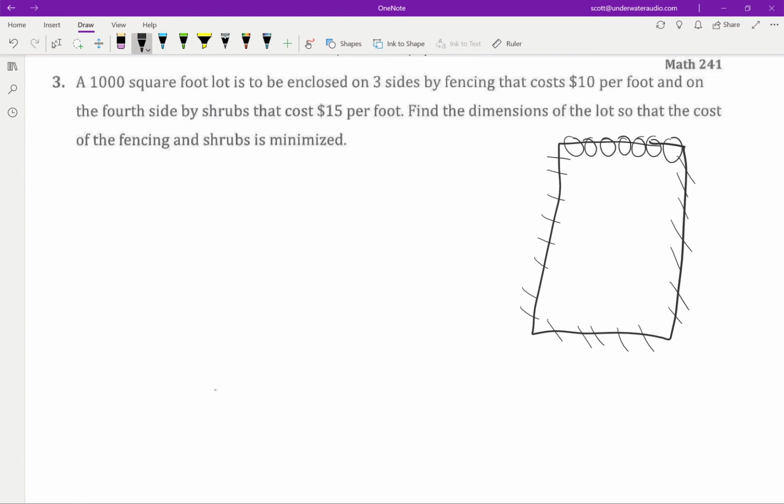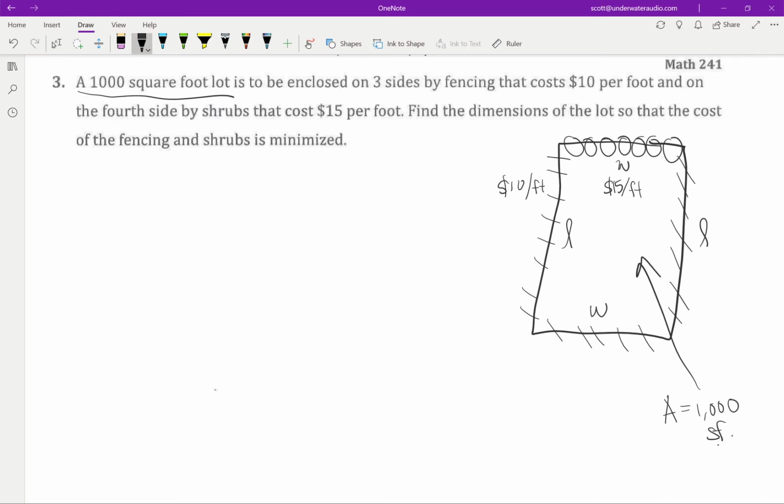So it's a rectangle because it says 3 sides, 1 side, and it's a lot. So we're going to say if this here is length L, then this side is L, and these two are widths. And I was told that the fencing costs $10 a foot, and the shrubs cost $15 per foot. I also know that it's 1,000 square feet. So the whole thing, the area is 1,000 square feet.